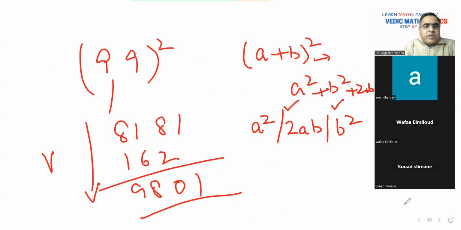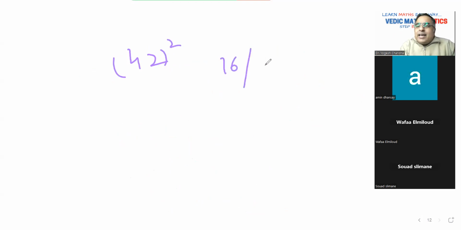There was a question you asked me earlier. 42. Now here, the benefit is when you are doing it vertically, 4 square is 16, 2 square, 2AB is again 16 and 4. So even if you write 4 or 04, even if you forgot to write 04, you'll never be wrong.